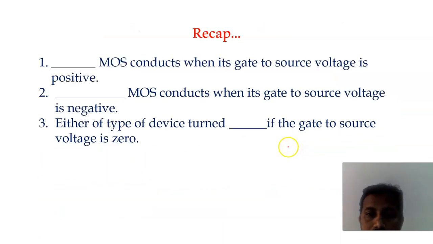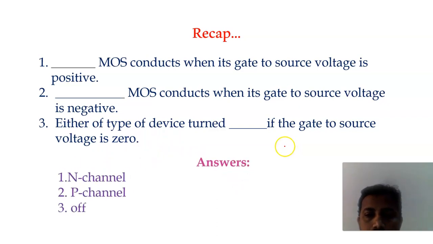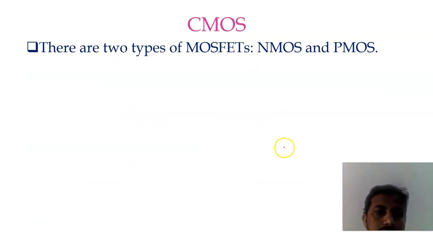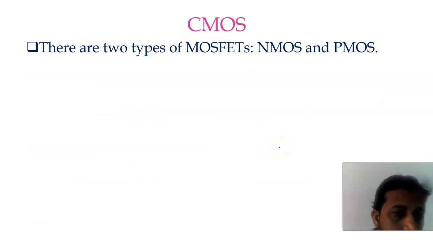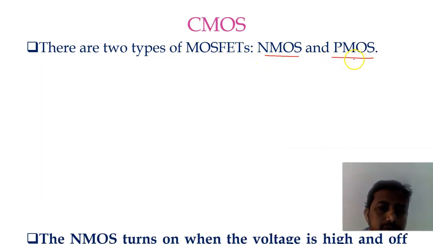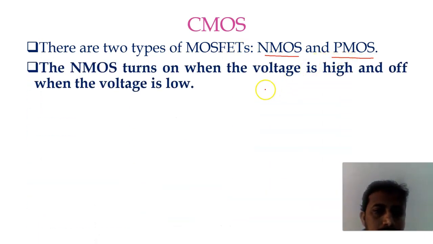In the last class, we discussed the MOS transistors, how they will be turned on and what the voltages would be. First of all, MOSFETs are of two types, NMOS and PMOS. When you go for NMOS, NMOS is turned on when the voltage is high. It is off when the voltage is low.